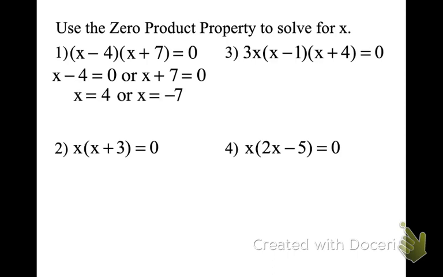I'm adding 4, so I get x equals 4. And I subtracted 7 from each side, and I got x equals negative 7.